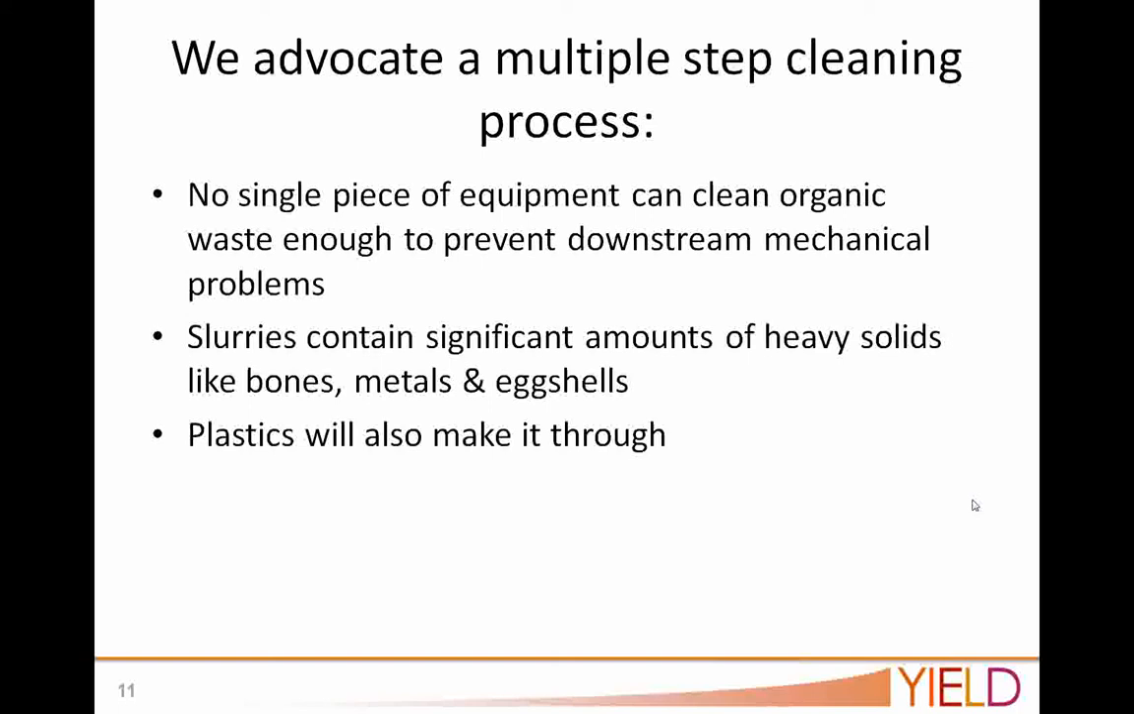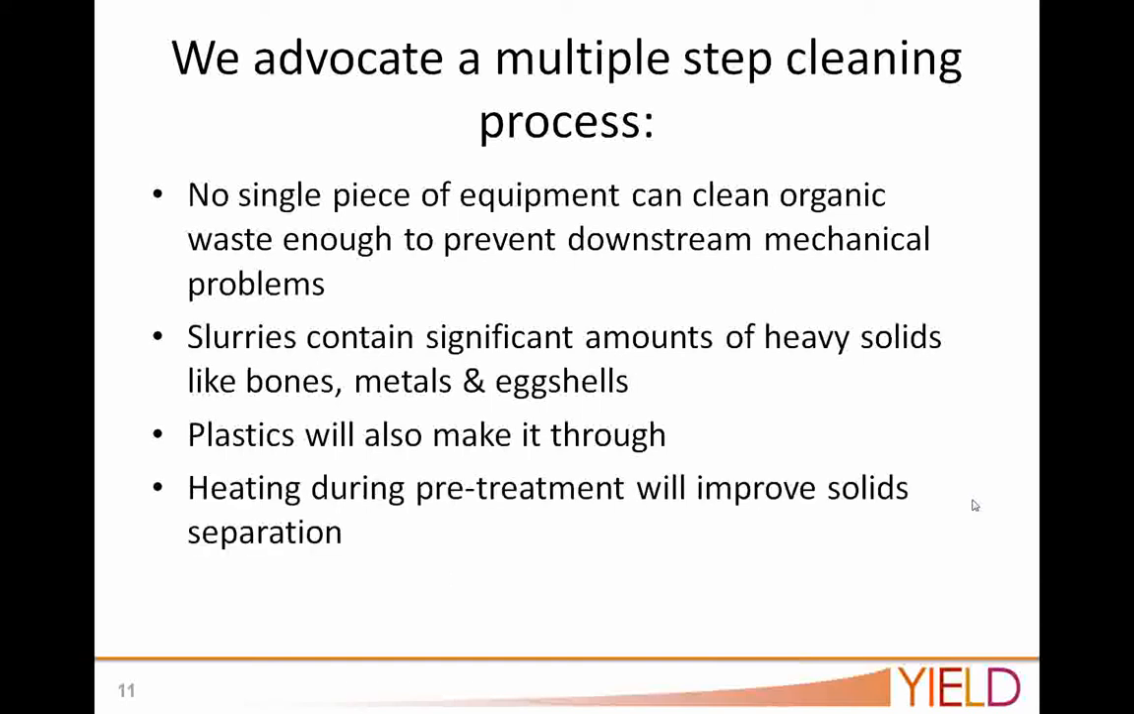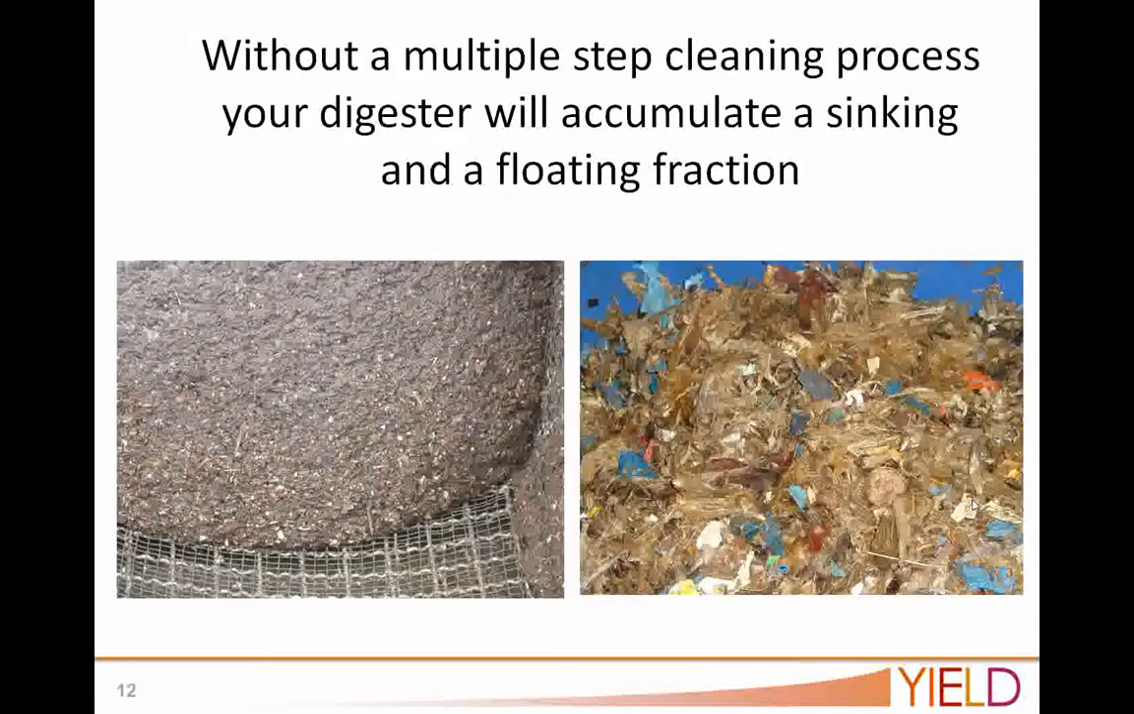So slurries that are produced can contain significant amounts of heavy solids like bones, metal, and eggshells. Some bones float, but some bones will sink. Like poultry bones can float. Plastics will also make it through your initial pre-processing and cleaning systems. But also consider that heating during pretreatment can improve your solid separation process or contaminant separation process. So without a multiple-step cleaning process, your digester will accumulate a sinking and floating fraction inside the tank.